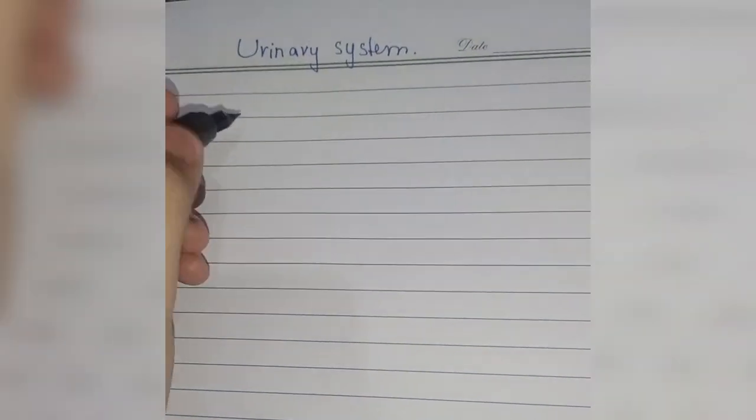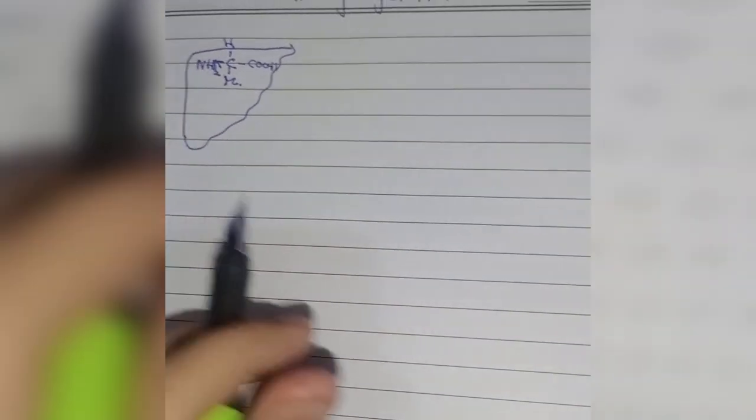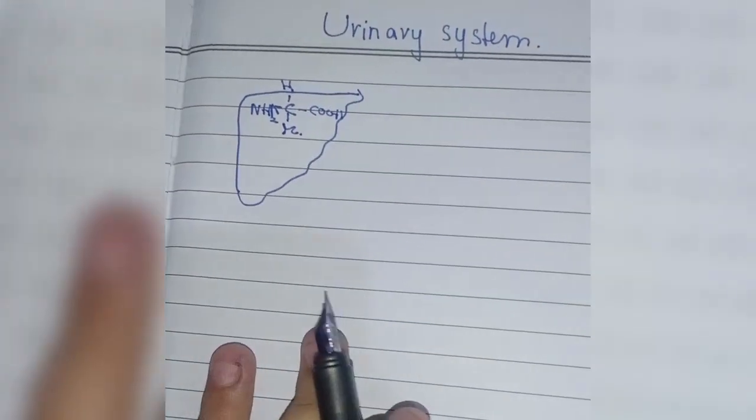Okay, so the last time we were discussing the liver, where urea was formed. So urea was formed basically in the liver. Let me tell you again. Here we have the amino acid group.